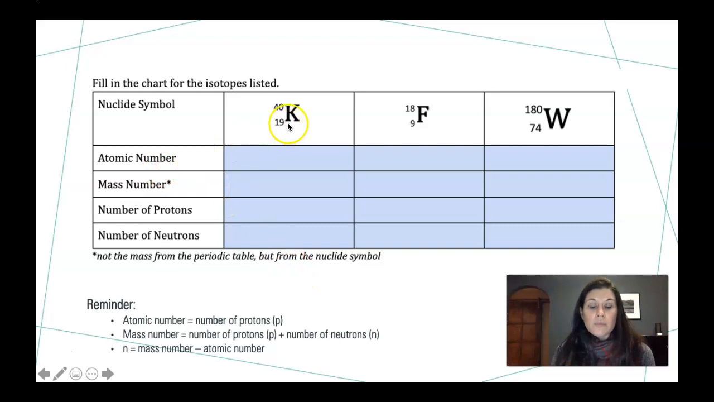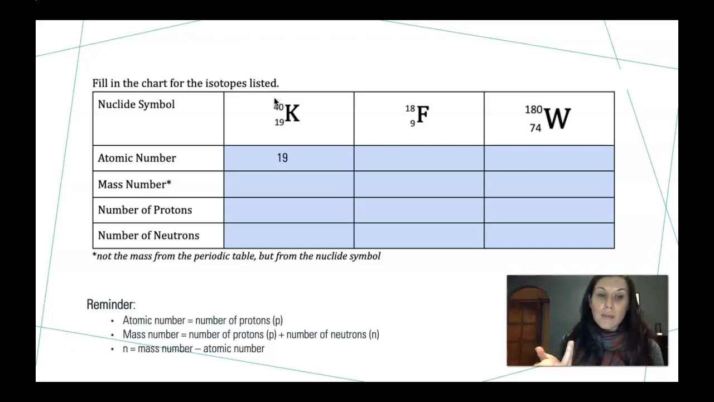All right, so we have an isotope here of potassium. Its atomic number is 19. Mass number, now I put an asterisk here. This is not the mass from the periodic table. Notice I'm just asking what is the mass of this specific isotope. So we're talking about one specific atom. On the periodic table, that mass is an average. Okay, so the mass number here is 40. Number of protons, same as our atomic number. And to figure out neutrons, we'll just take our mass minus protons to get neutrons. So that would be 21.